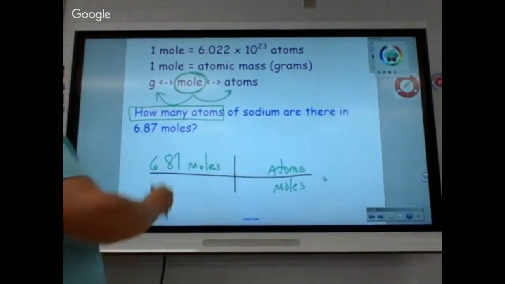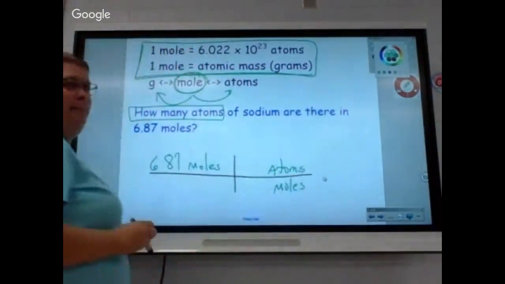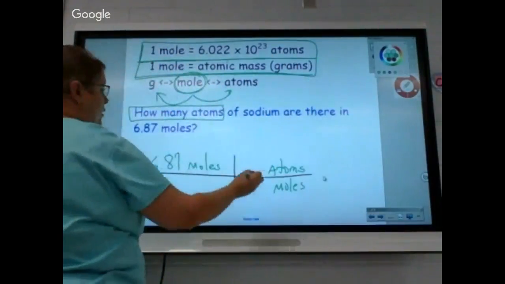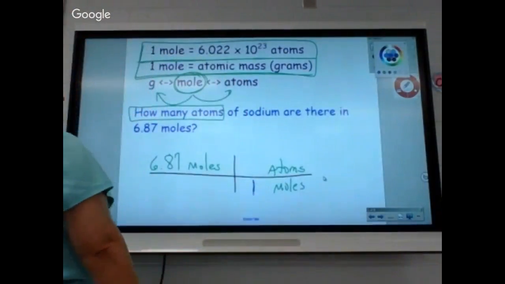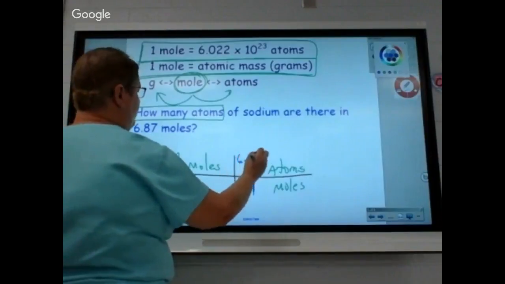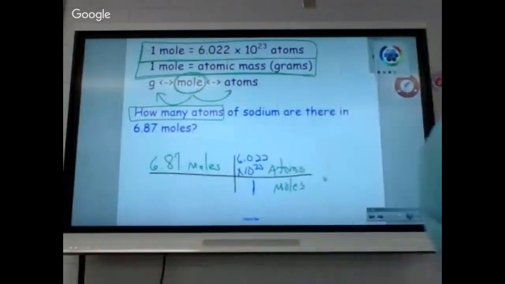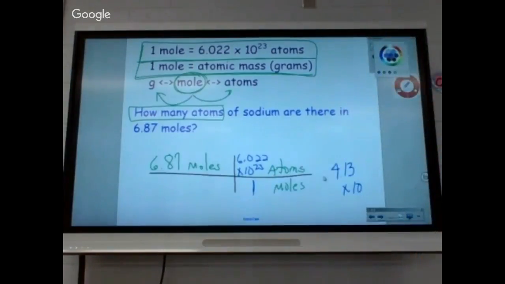Okay? Now, look at the conversion factors. Which one does it want this time? The top one. What's in front of moles? Again, we're putting a 1 right in front of moles. What's in front of atoms? That's what we're putting in front of atoms. So, 6.87 times 6.022 EE23. I get 4.13 times 10 to the 24th.